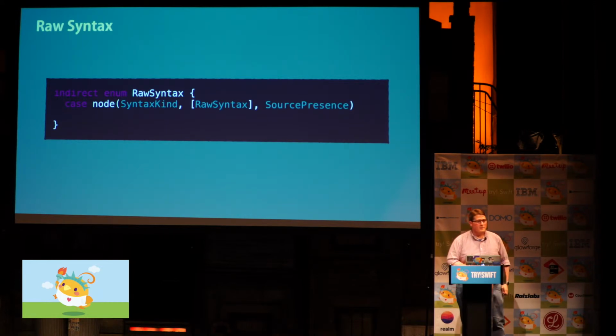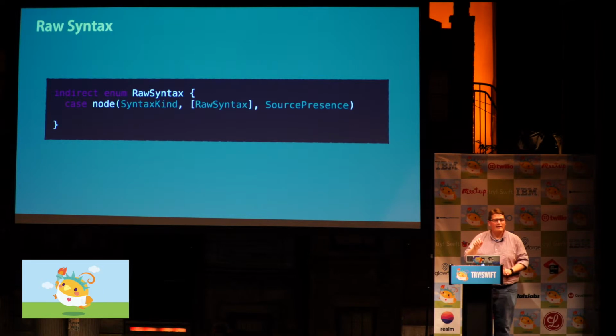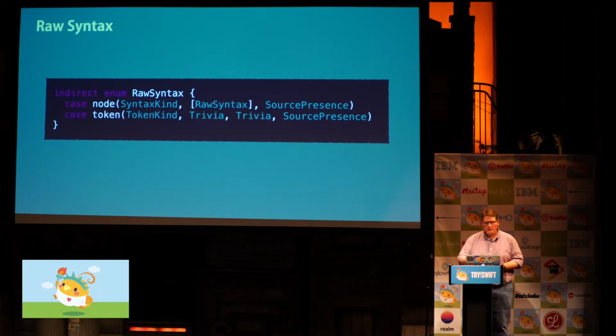This is important because libSyntax needs to be able to represent invalid or in-progress code. If you start writing a struct declaration but you haven't gotten to that last brace, we should still be able to recover from that and give you a tree that you can work with. So the other case is token, which represents a token. So it's got a kind that says what kind of token it is. It's got leading trivia that comes before it, trailing trivia, which comes after it, and also a presence.